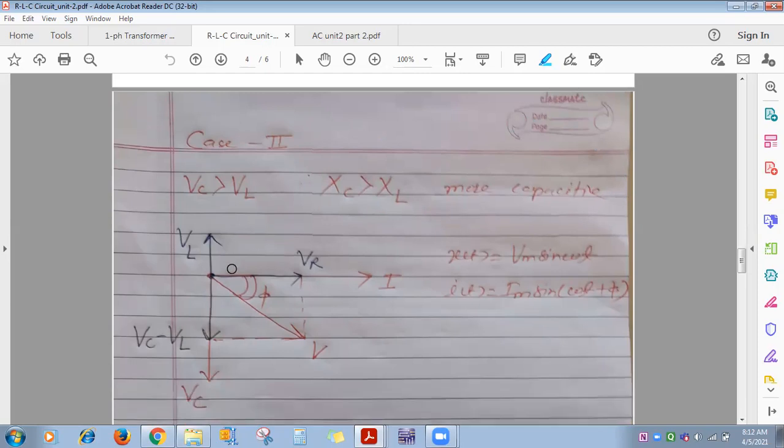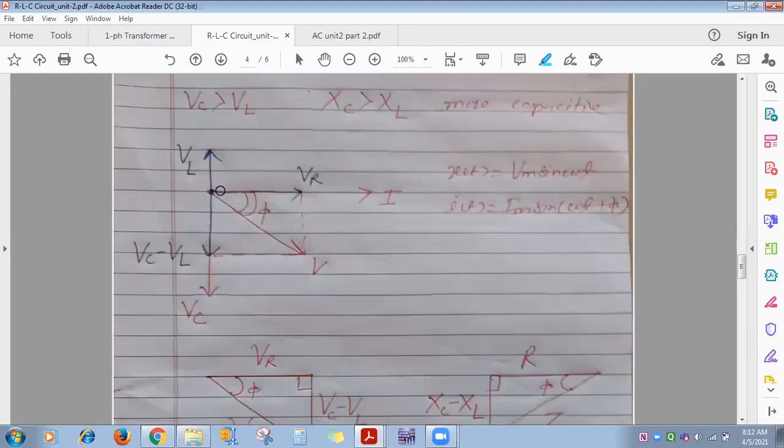Okay, so see here, I and VR are in phase. VL leads I by 90 degree, VC lags I by 90 degree. Again, the same thing you consider, VL is 2 centimeter, VC is 5 centimeter. So both are in opposite directions with each other, VL and VC. So from this 5 centimeter, if you subtract this 2 centimeter, then the rest 3 centimeter in the downward direction will be VC minus VL, because VC is greater. Okay, so it is VC minus VL. This one is VR. Apply the law of parallelogram to it and you will get the resultant voltage V.